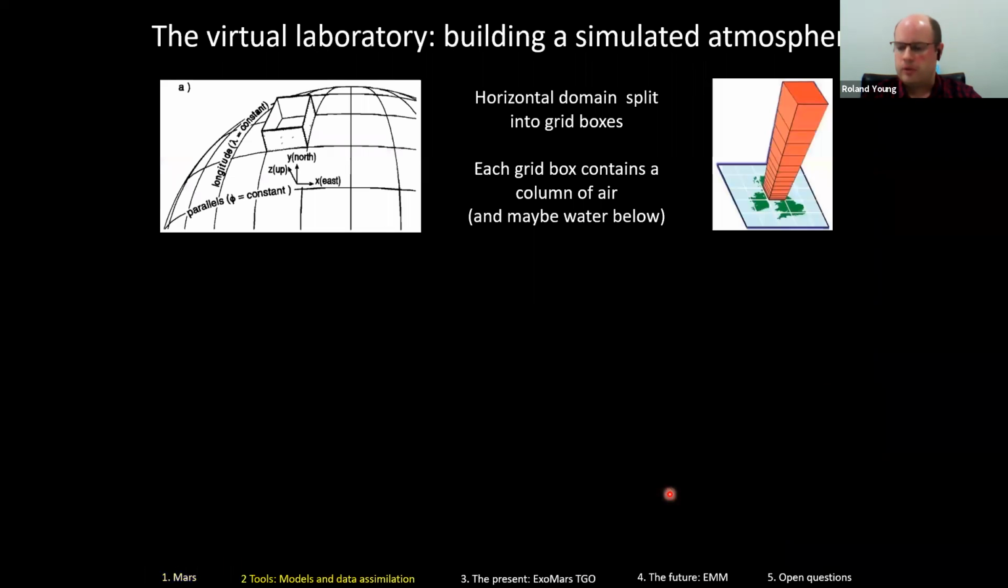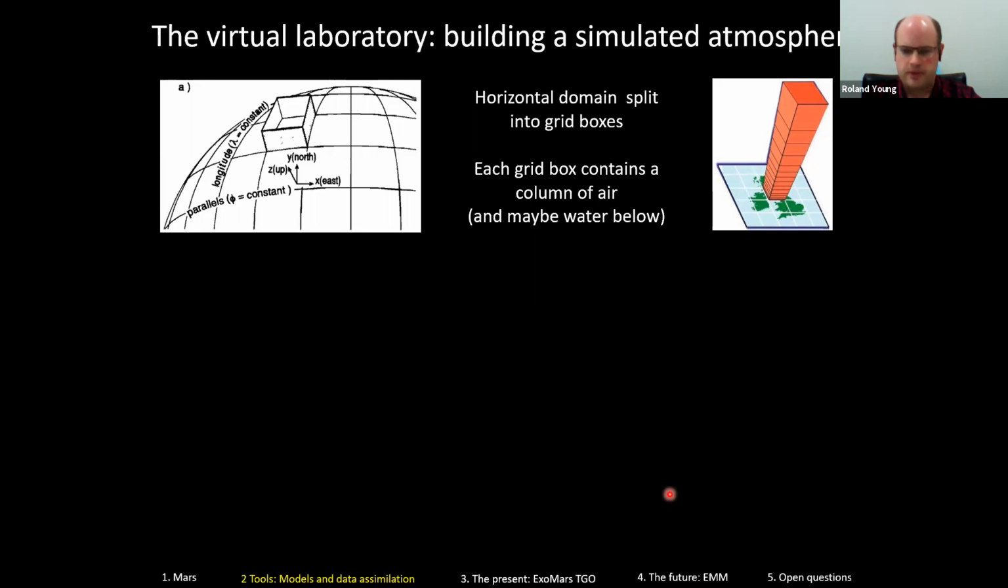Okay, so the techniques that I use to try and understand the atmosphere of Mars, there are 2 I'm going to talk about, and one of these you can think of as a virtual laboratory, and this is essentially a simulated atmosphere that we build on a computer. So imagine a sphere, and the atmosphere is a kind of shell of gas around the sphere.